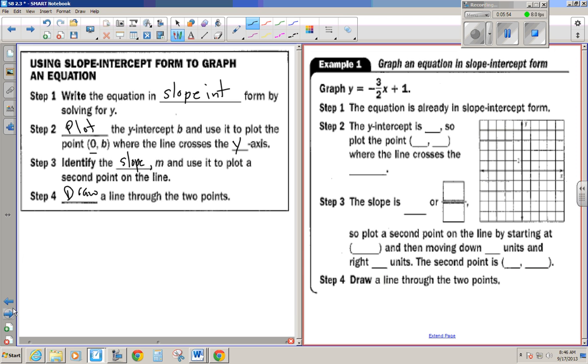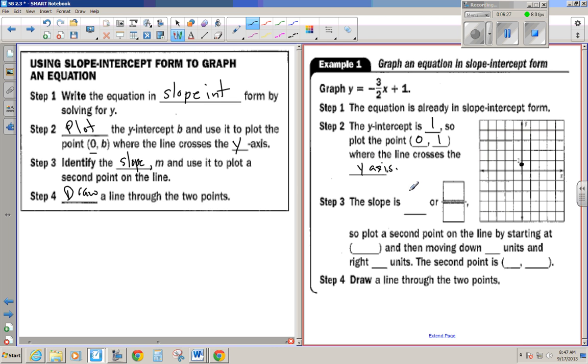So, a lot of times it'll give it to you in slope-intercept form. So step 1, the equation is already in slope-intercept form. The y-intercept is 1. So plot the point (0, 1). The y-intercept is at (0, 1). I think the scale here looks like 2. Where the line crosses the y-axis.